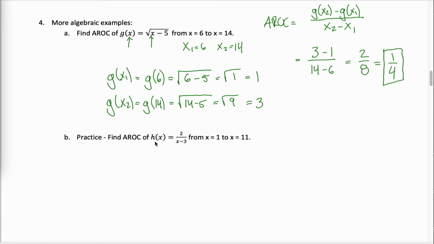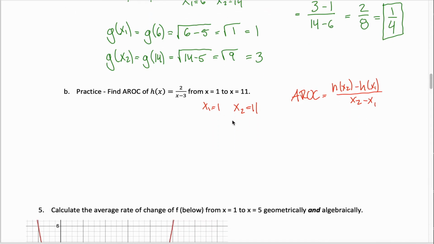The average rate of change of this function h, which is given by this equation, from maybe x1 is equal to 1 to x2, which is equal to 11. Well, my average rate of change formula, since the name of my function is h, would be h of x2 minus h of x1 divided by x2 minus x1. Again, it's just the difference in the outputs divided by the difference in the inputs.